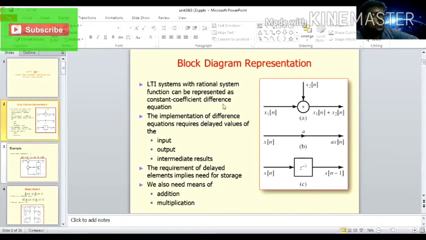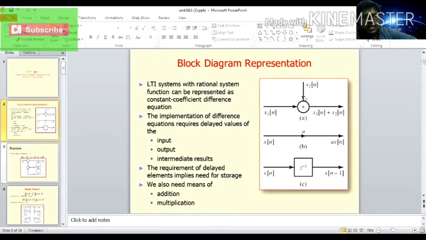These are the basic building blocks which are used to construct any block diagram for an LTI system. First thing is the adder block. This one is the constant multiplier block. This one is the delay element block. The adder blocks are summer blocks.